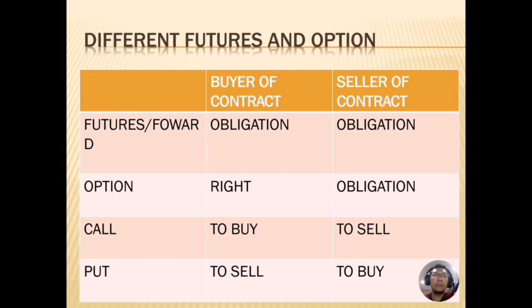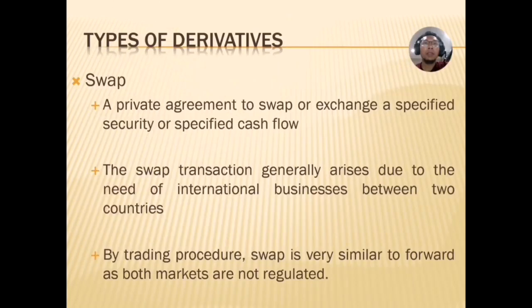But for option, for the buyer of the contract, it is a right, so they have the right to do it. The seller of the contract has an obligation to fulfill, and they need to satisfy. For call, the buyer of the contract is to buy, seller is to sell. And for put, buyer is to sell and seller is to buy, contra with the call transaction.